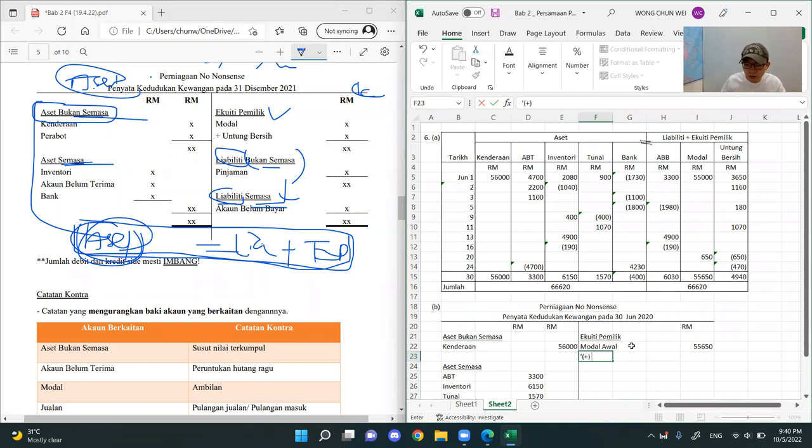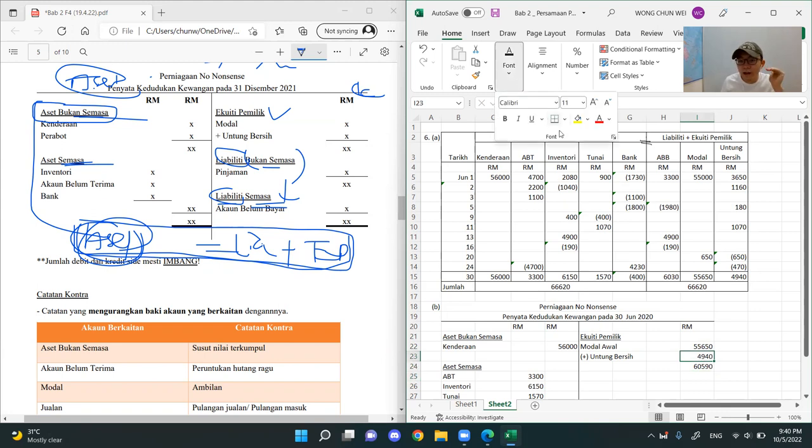Can you see your untung bersih here? So you put your untung bersih. How much? 4940. Okay, you add 4940. Okay, after that you add up. So you get 60,590, and this one normally when you add, before adding you need to have a line, isn't it? So this one plus this one, then a line, then you get this one. This is a jumla. So this one we call it a modal akhir.